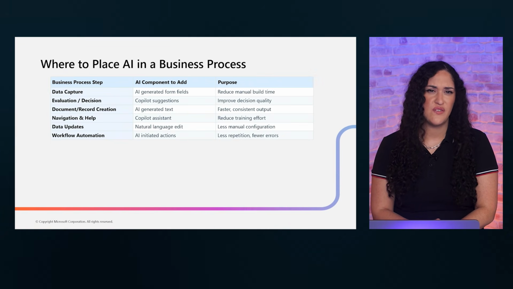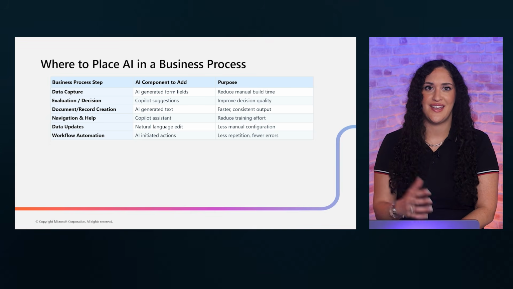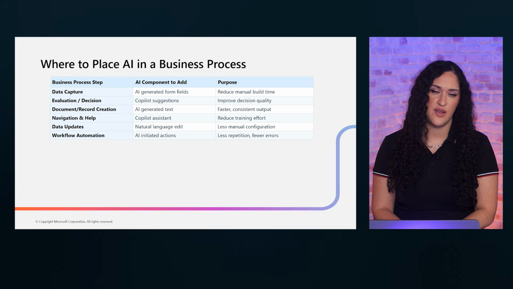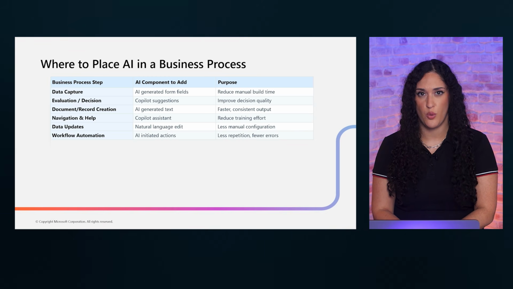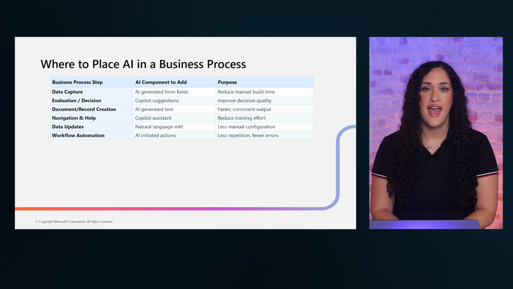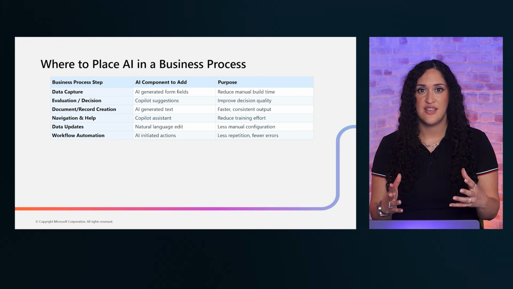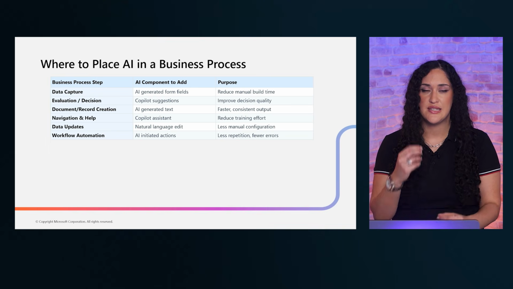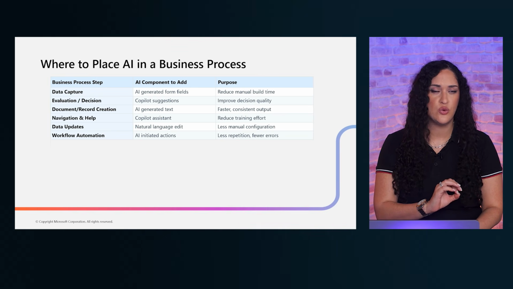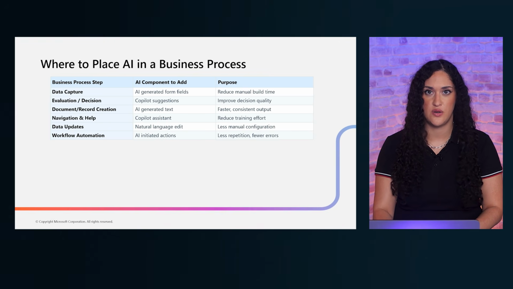This table gives us a practical checklist for integrating AI into business processes. Data capture benefits from AI-generated fields, evaluation phases from Copilot suggestions, document creation from AI-generated text, navigation from assistants, data updates from natural language editing, and workflows from AI-initiated actions. The best practice here, for each area, is to deliberately decide whether AI adds genuine value or just introduces unnecessary complexity.